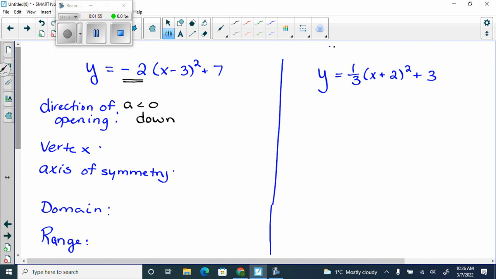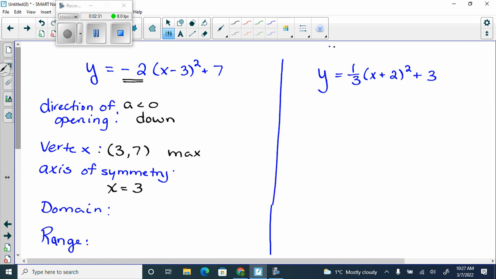Okay, what's my vertex at? 3 and 7, because we take the opposite of what's with the x, which means we move 3 right and 7 up. So it's at 3 and 7. Is it a max or a min? It's a max. Axis of symmetry is x equals the x of the vertex. X equals 3. Remember, it's that dotted vertical line that cuts the graph in half, which is where the x of the vertex is.